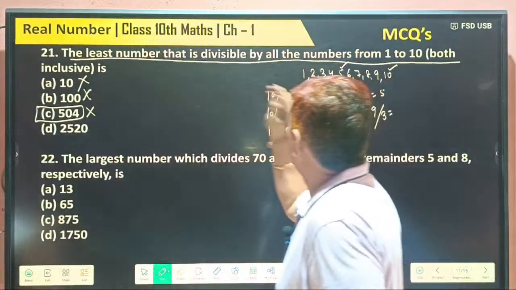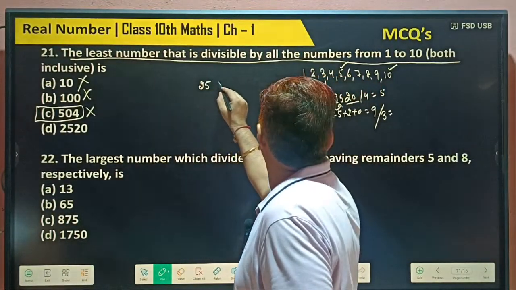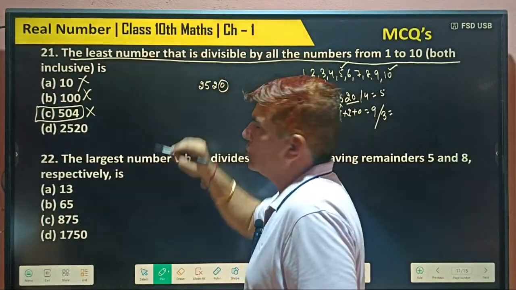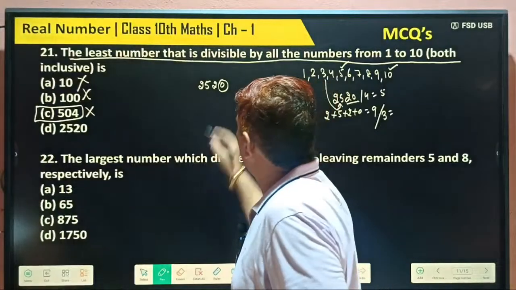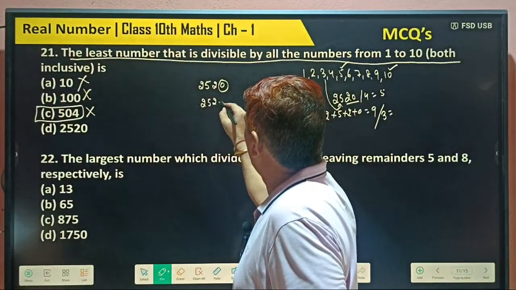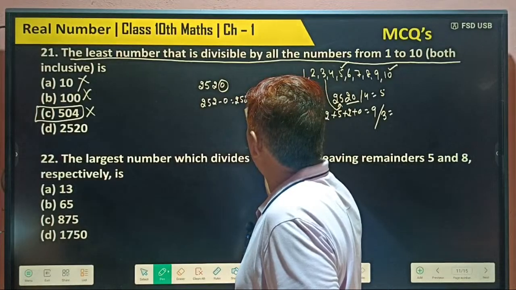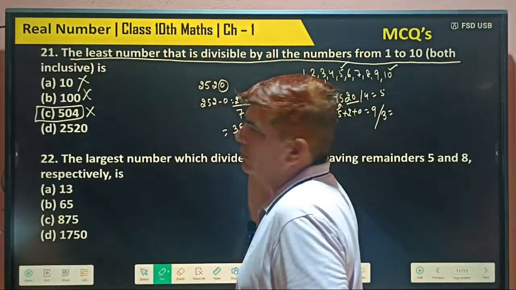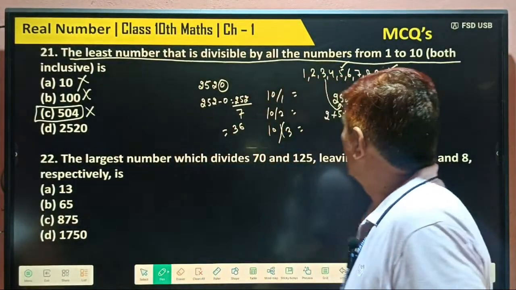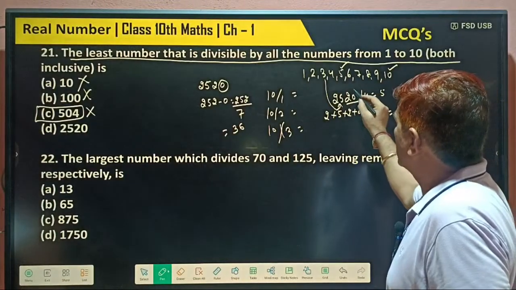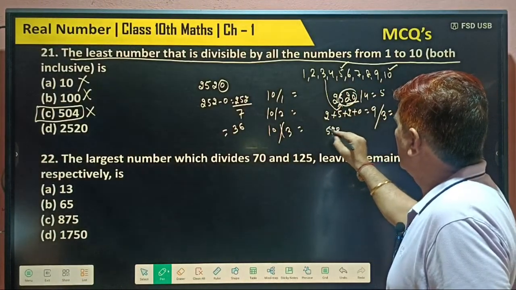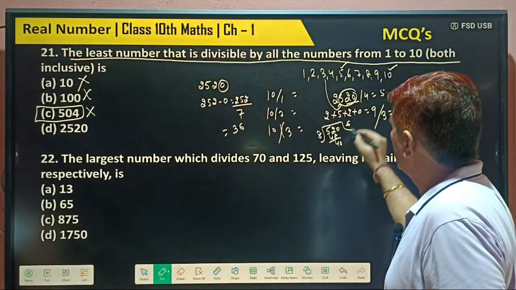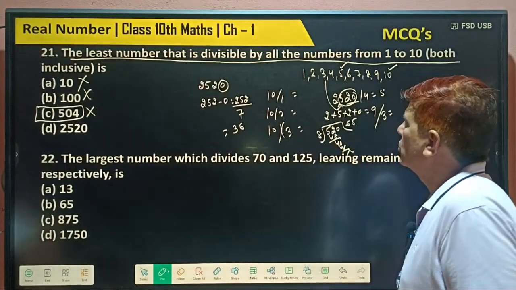Now what about 7? The rule is this: 2, 5, 2, 0. Take the last digit, 0. Two times 0 is 0, so 252 minus 0 equals 252. Divide by 7: 7 times 3 is 21, 7 times 6 is 42. So it's divisible by 7. Divisible by 8: the last three digits are 520, and 8 times 6 is 48, 8 times 5 is 40, so 520 is divisible by 8.